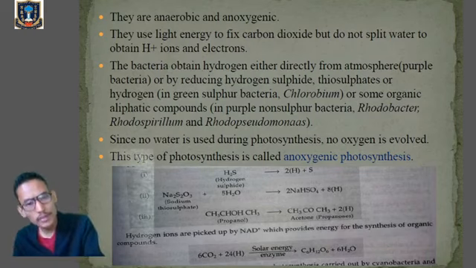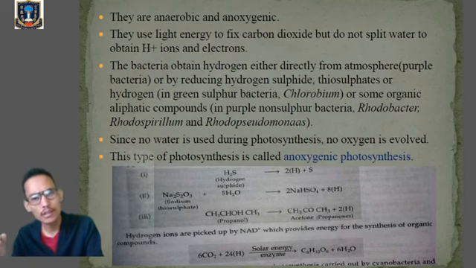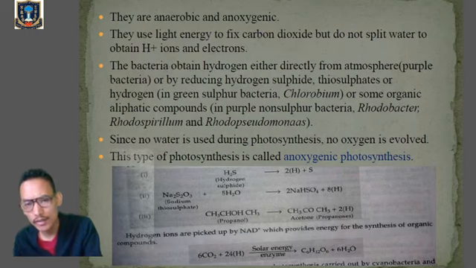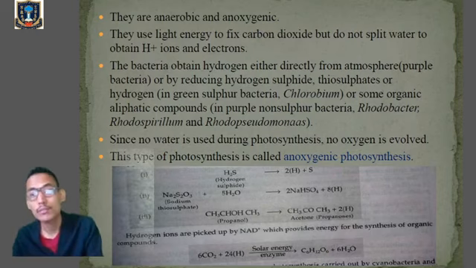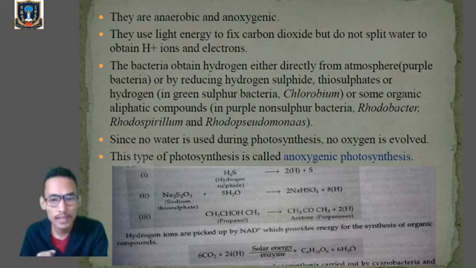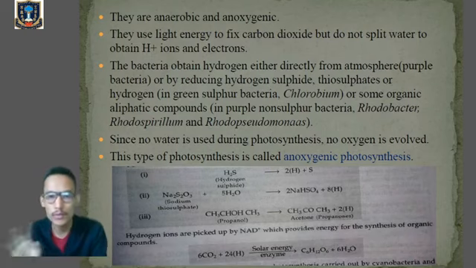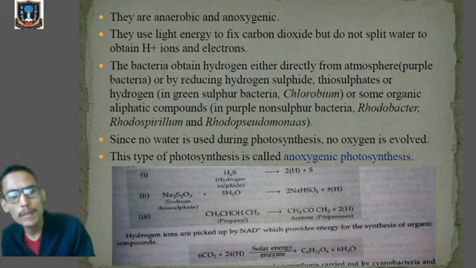The bacteria obtain hydrogen either directly from the atmosphere, for example purple bacteria, or by reducing hydrogen sulfide, or from thiosulfates or hydrogen, in the case of green sulfur bacteria called chlorobium, or from some organic aliphatic compounds, as in purple non-sulfur bacteria called rhodobacter, rhodospirillum and rhodopseudomonas. These are the sources of hydrogen for photosynthesis in phototrophic bacteria.